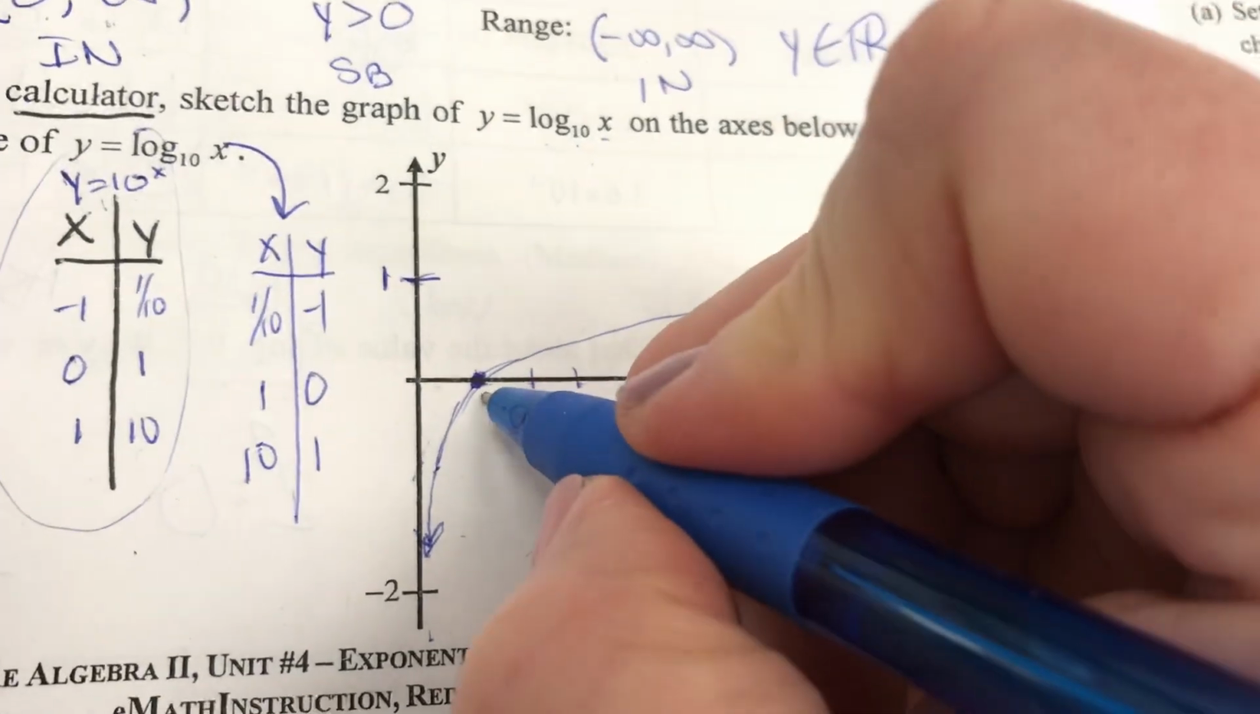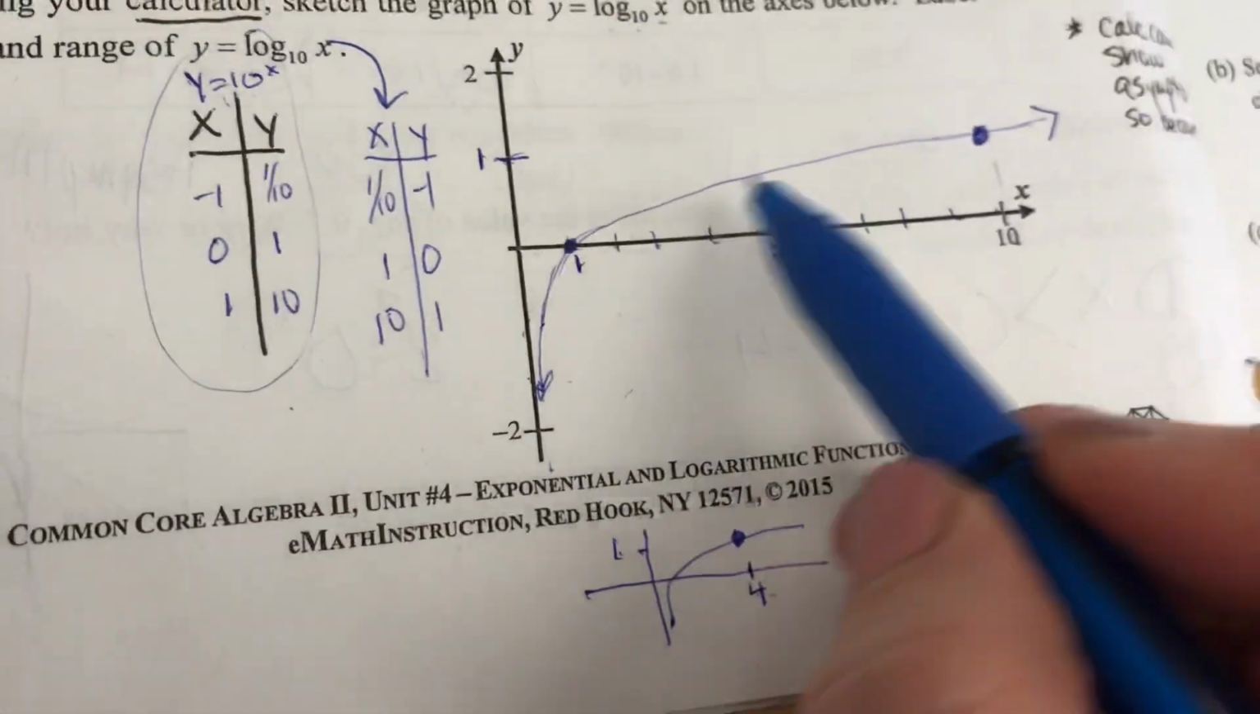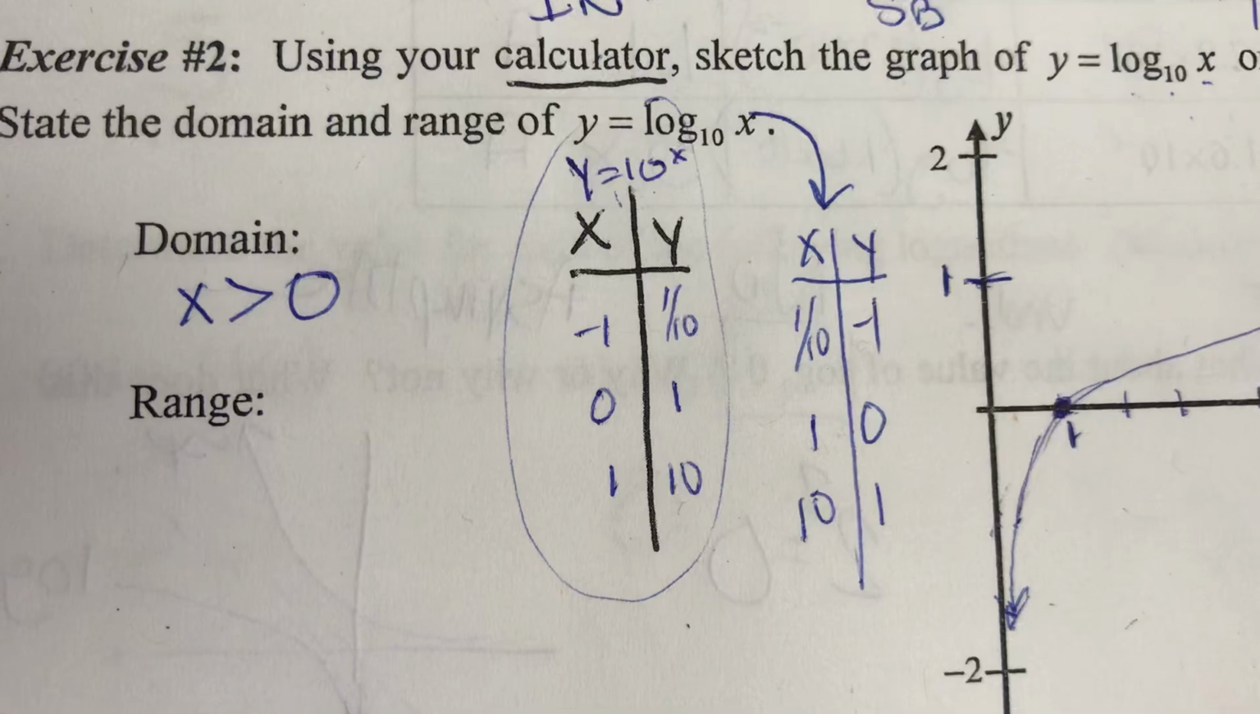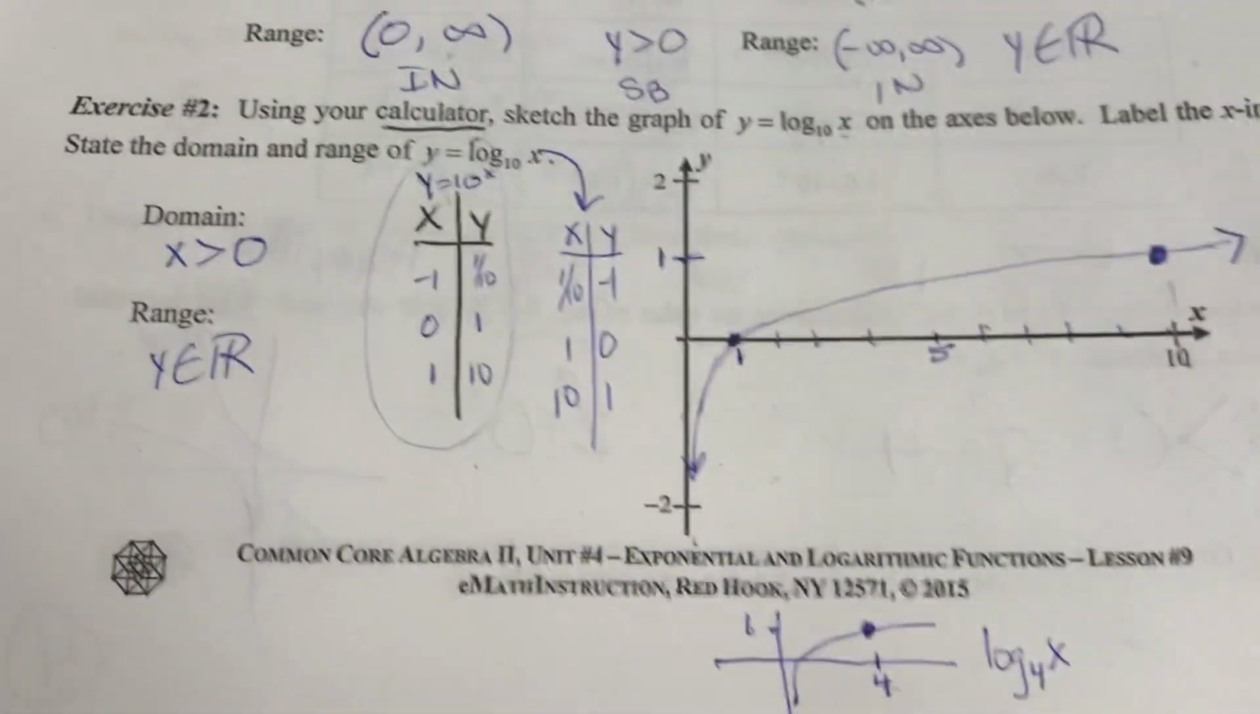Label the x-intercept, we know that that's 1, okay? What is my domain? Well, my domain is always greater than 0, x greater than 0. My range is always all reals when it comes to those log questions, okay?